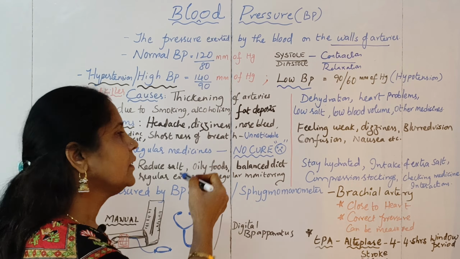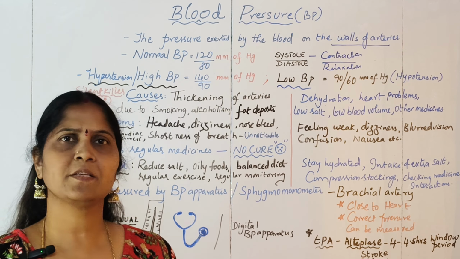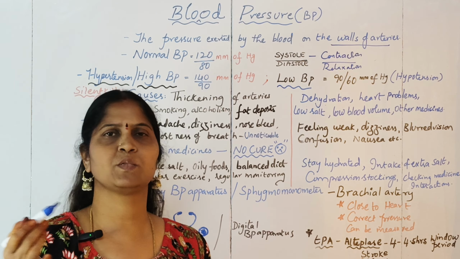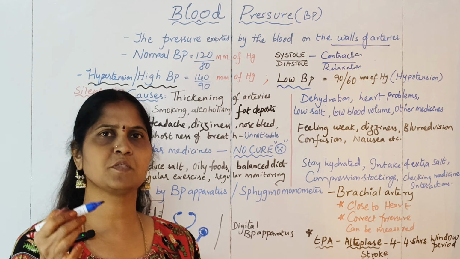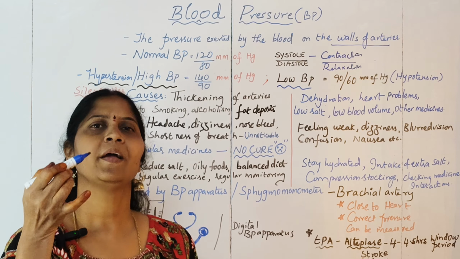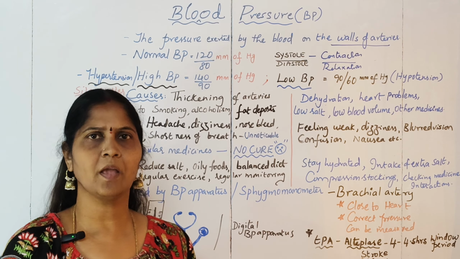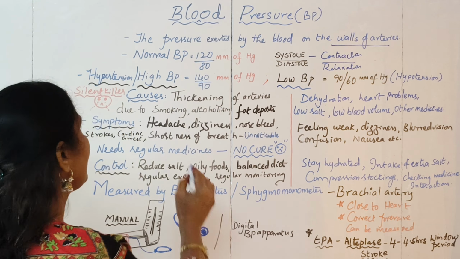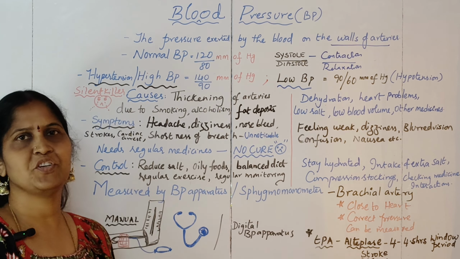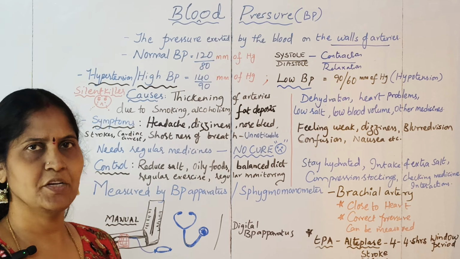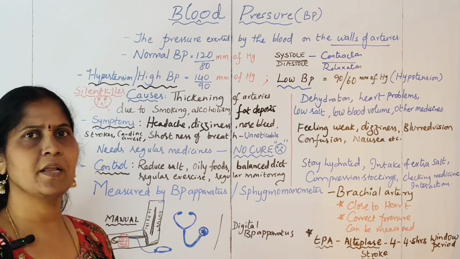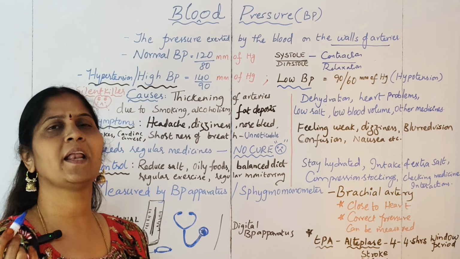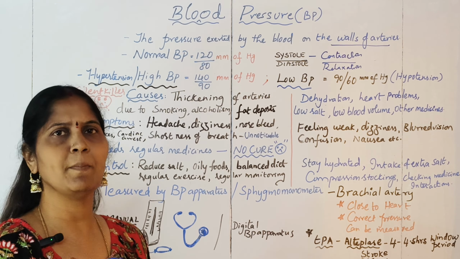So having normal BP is not a problem. When the BP fluctuates, when it changes, when it becomes a case of high BP or low BP, it becomes a medical problem. So let us see what is high BP and what is low BP. High BP is also called hypertension, and the value will be higher in both the numerator and denominator compared to the normal BP value.